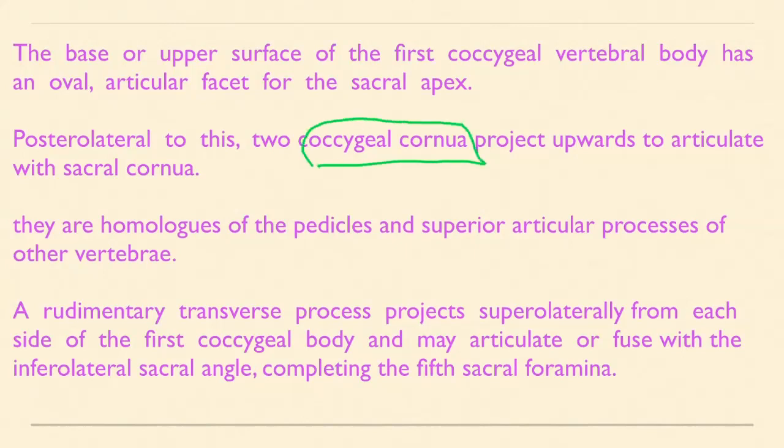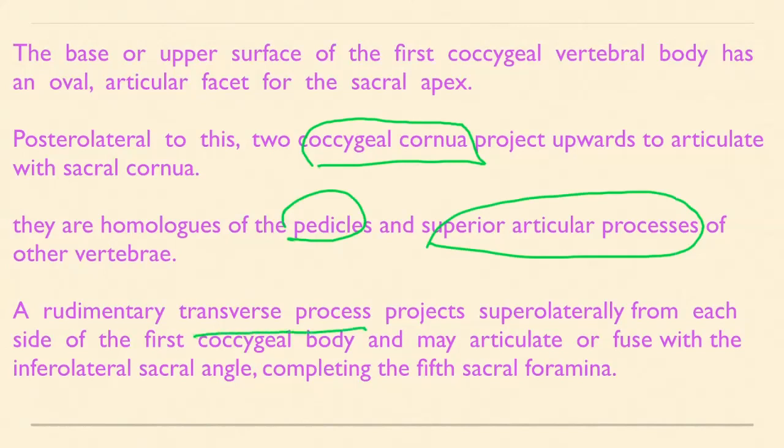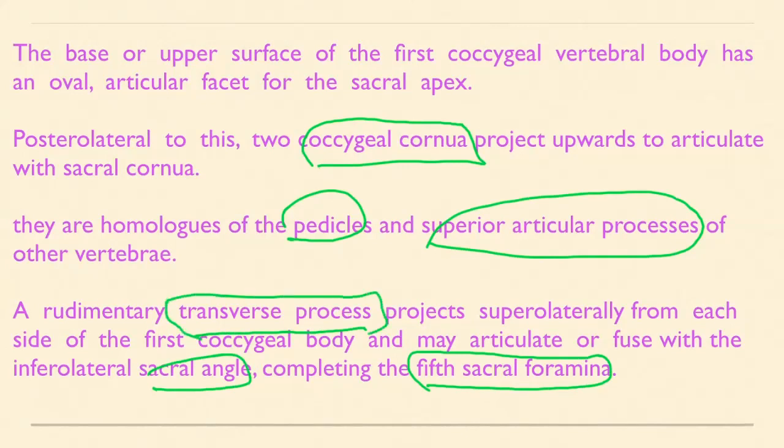Coccygeal cornua project upwards. They are homologous to the pedicles and superior articular processes of the other vertebrae. Okay. A rudimentary transverse process projects superolaterally from each side of the first coccygeal body and may articulate or fuse with the inferolateral sacral angle, completing the fifth sacral foramen. So together with the inferolateral angle of the sacrum, this transverse process completes the fifth sacral foramen, S5 foramen, right?